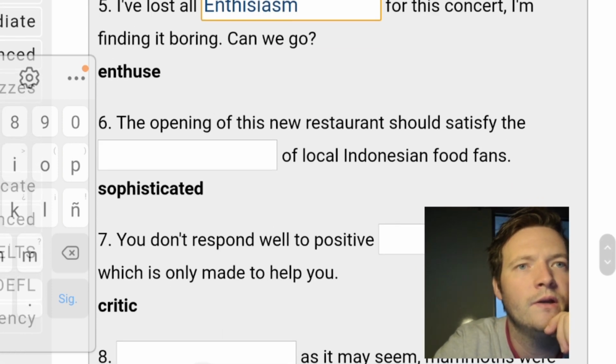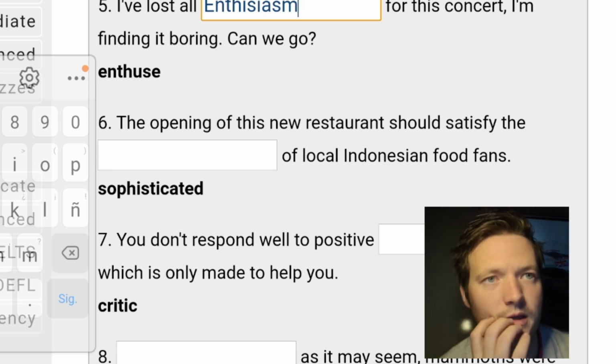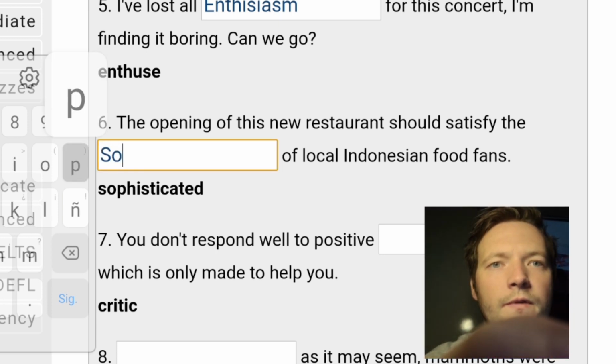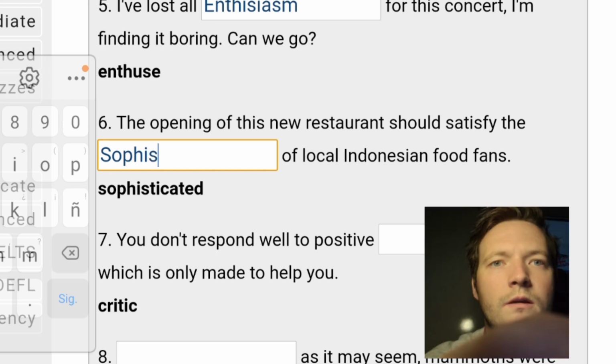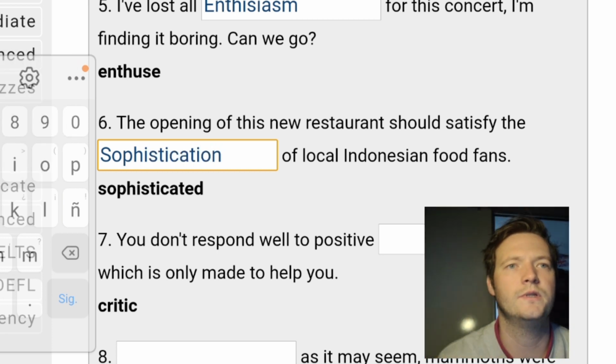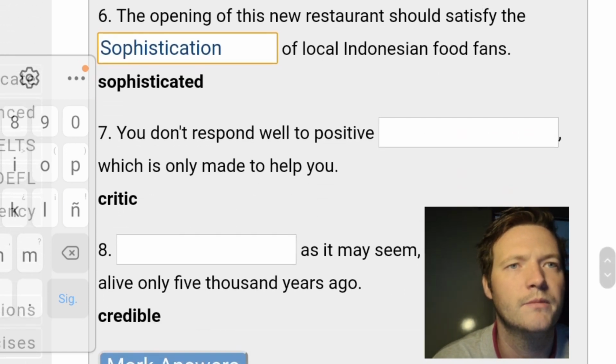Okay. The opening of this new restaurant should satisfy the sophisticated of local Indonesian food fans. Should satisfy the, I guess, the sophistication, no? The sophistication. The sophistication of local Indonesian food fans. Yeah, no big mystery there.